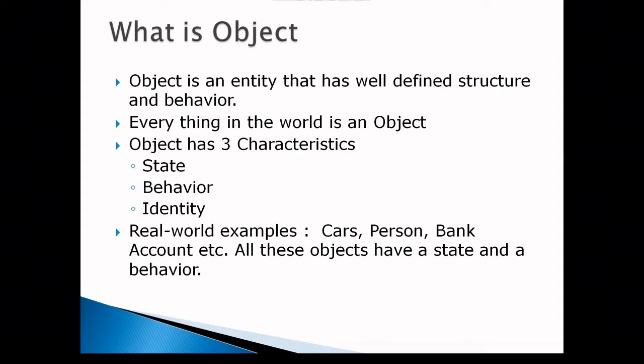So first, in this video we will see what objects and classes are. An object is an entity that has well defined structure and behavior. Everything in the world is an object. We can say that a window is an object, a car is an object, or a building is an object. An object has three characteristics: state, behavior, and identity. Real world examples of objects are a car, a person, a bank account, etc.